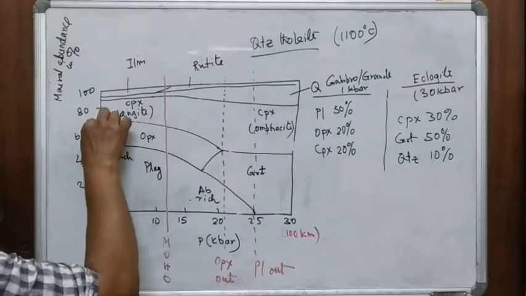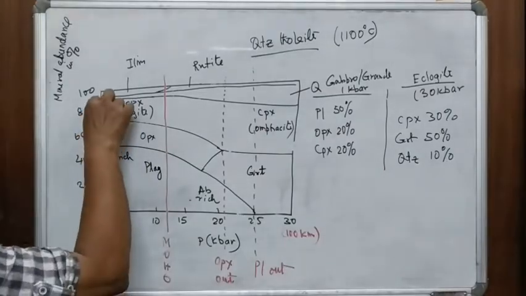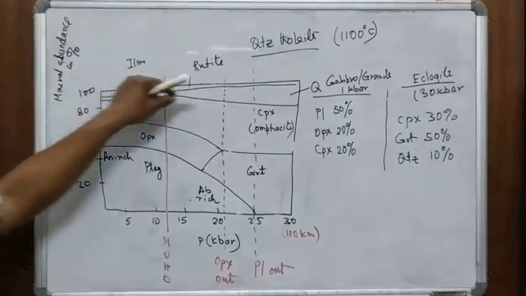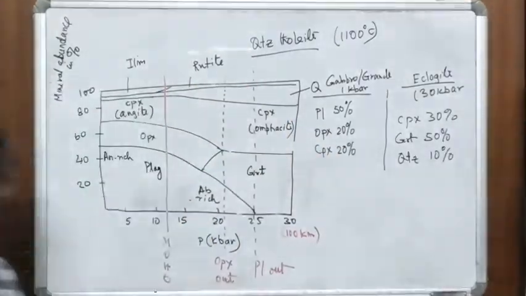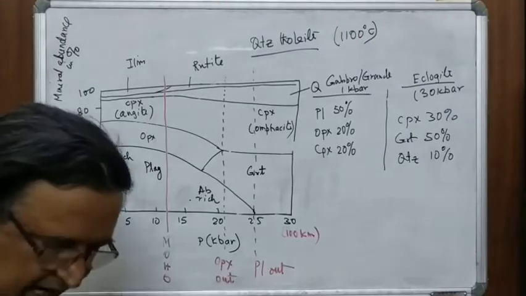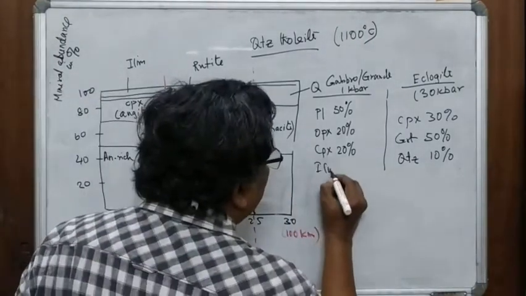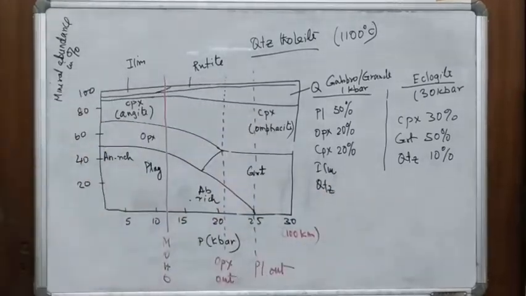Orthopyroxene, 50 to 70, roughly 20%. Clinopyroxene, 70 to 90, roughly 20%. The rest is ilmenite, rutile, quartz, etc. They make up the remaining 10%. So apart from that, he had ilmenite and quartz. This made up the remaining part.